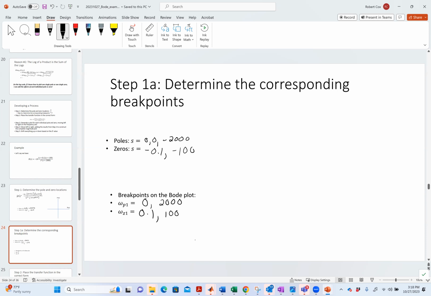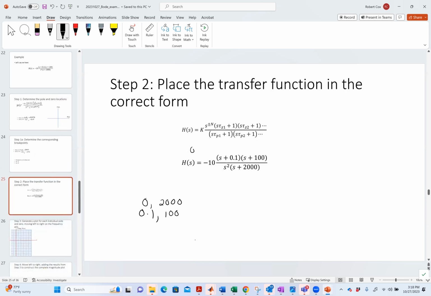All right, so I've got those as my breakpoints. So what do I do next? Well, I go to step 2. What is step 2? Get it in standard form. So what do I do with that? How do I get that into my standard form? Fortunately, I copied that over for myself. It's doing something glitchy on me.